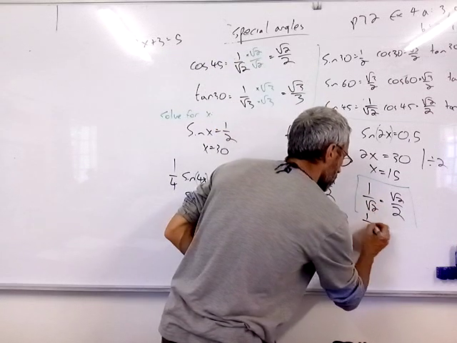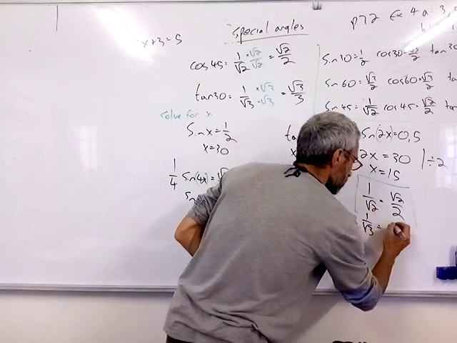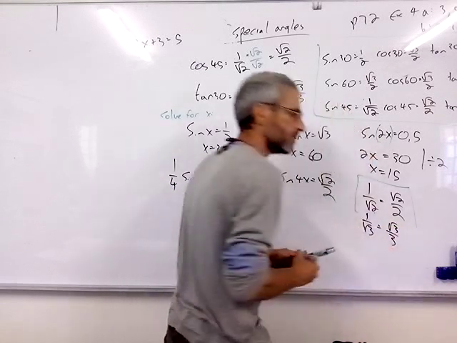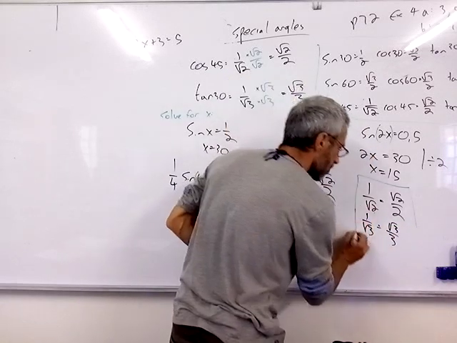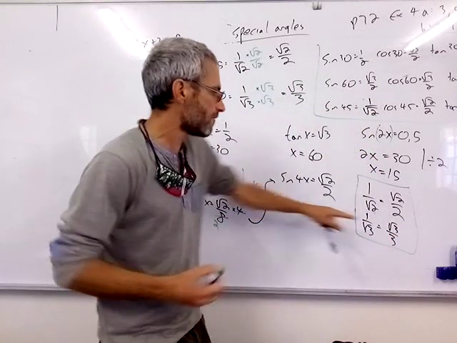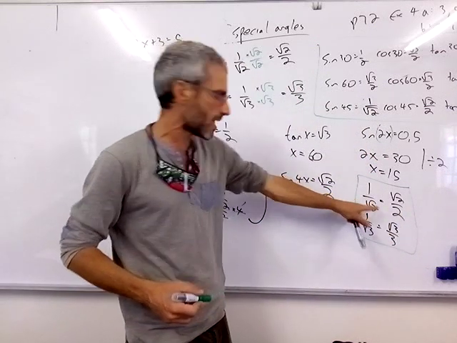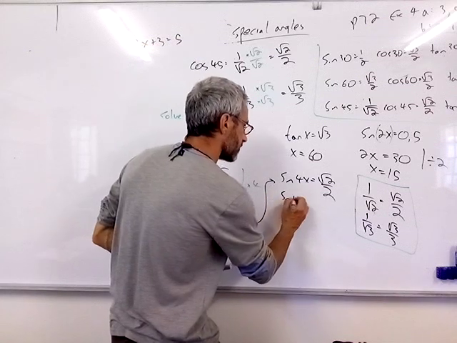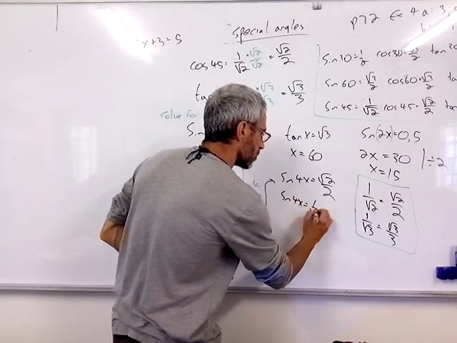The same thing as 1 over square root 3. What is 1 over square root 3? Square root 3 over 3. There's a few more, but these are the main ones you'll need. So whenever you see one of those, you know it's the same as that. So I can write down sine 4x equals 1 over square root 2. It's the same thing.